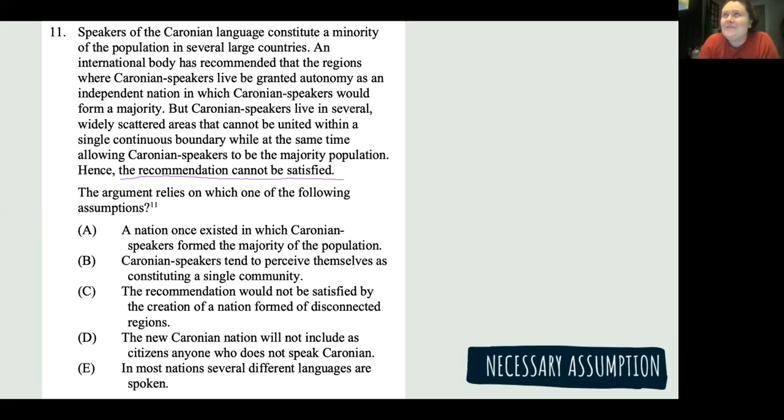So what's needed for that to be true? For the fact that the recommendation cannot be satisfied. Oh, they failed to have a single boundary? That Curonian speakers live in several widely scattered areas that cannot be united. So what I was thinking is that we're just not going to move people and put them in one spot. That was my prediction, that the recommendation cannot be satisfied. What's needed is that people are going to stay where they're at, and an option isn't to move them all to Michigan. That was my prediction going into this, which wasn't a great one, but I was thinking about what else would go against it.